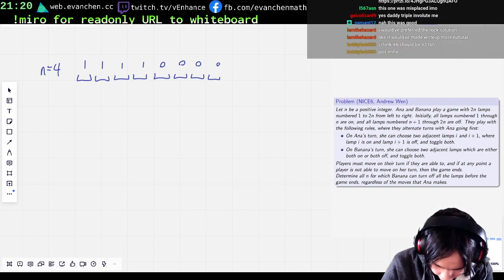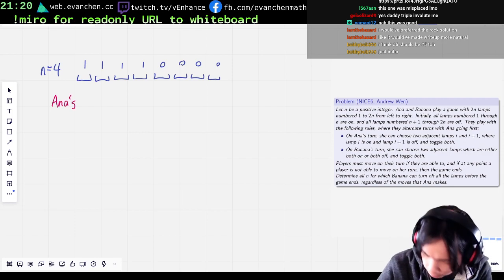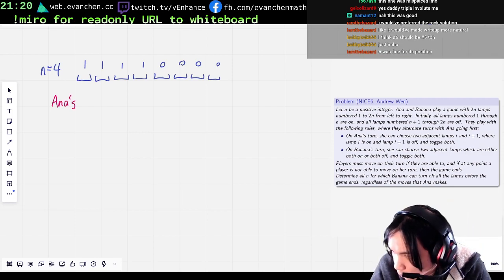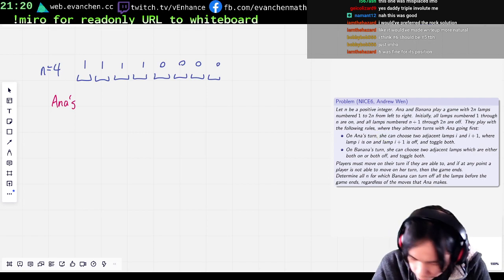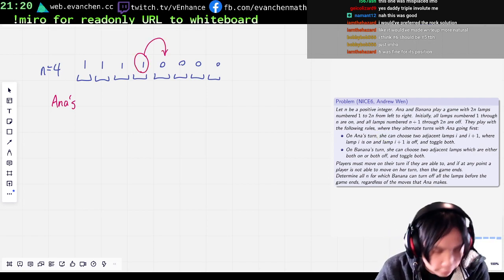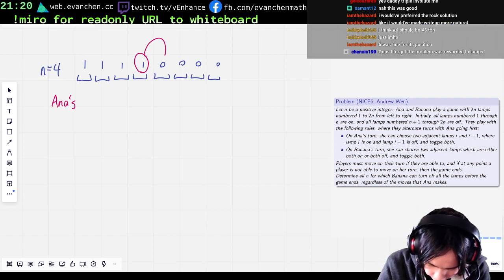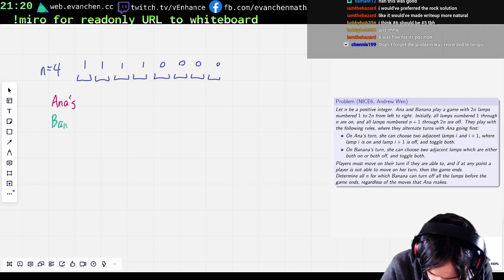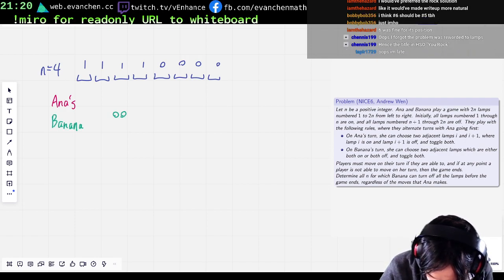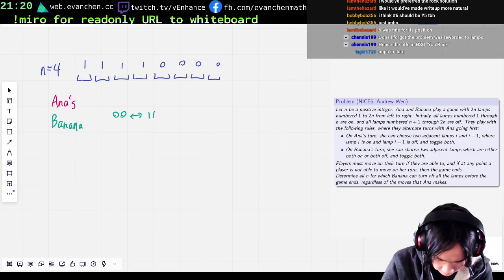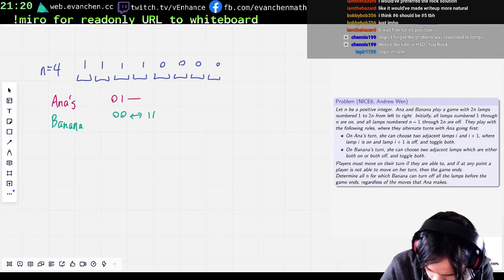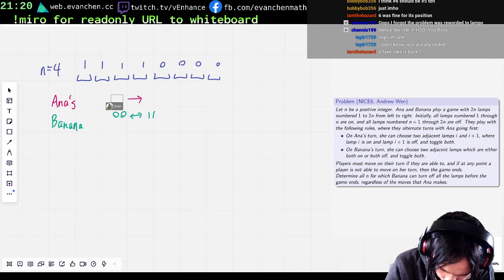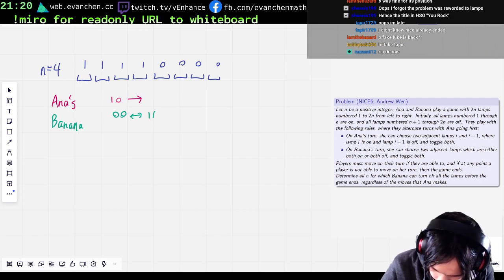And on each of Anna's turns, which, let's see... Anna is she. Okay, so she can move a 1 to a 0 like that. Actually, that's the only thing she can do on her first turn. Also for Banana, Banana either turns 0, 0 into 1, 1, or vice versa. So I can maybe more tersely express it like this. This is what's going on.